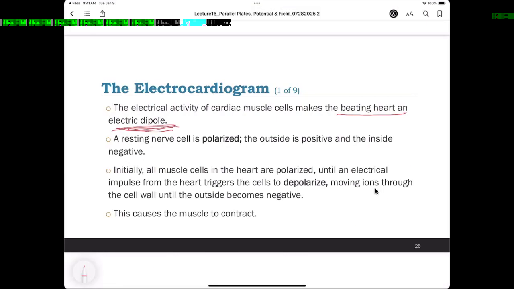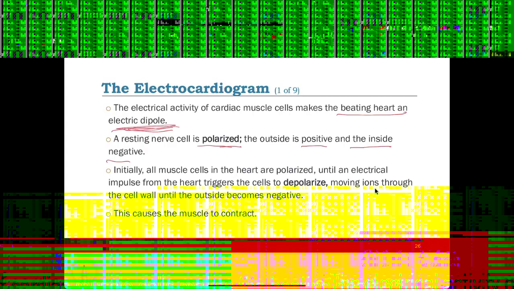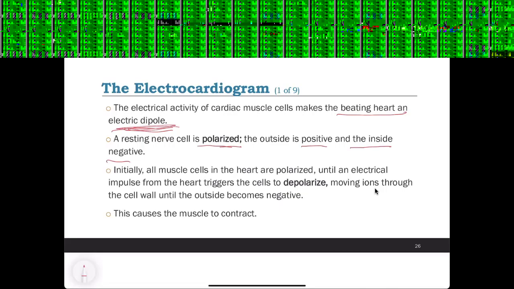A resting nerve cell is polarized, with the outside positive and the inside negative. Initially, all muscle cells in the heart are polarized until an electrical impulse from the heart triggers the cells to depolarize, moving ions through the cell wall until the outside becomes negative.